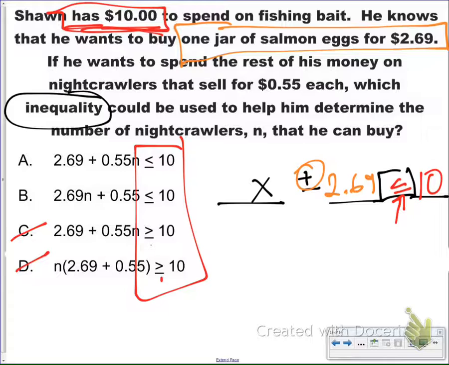Now, if I'm looking at my answer choices, I can already see which one it's going to be. But I want to finish this off. Okay, last thing I'm looking for in my equation is what's being multiplied. What am I doing multiple times?